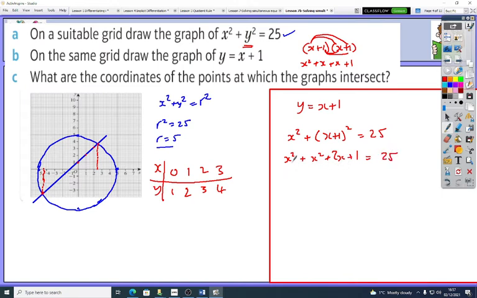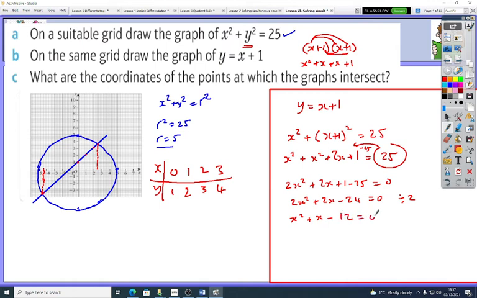And if you collect all those together, you got 2x squared plus 2x. And now you got the plus 1 here, and I'm going to bring this 25 to the other side by minus 25. So you've got plus 1 minus 25 equals 0. That's going to give me 2x squared plus 2x minus 24 equals 0. Now they're all even numbers, so I'm going to divide everything by 2, which is going to give me x squared plus x minus 12 equals 0.